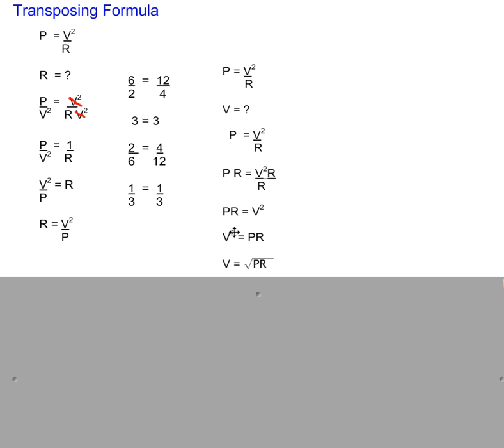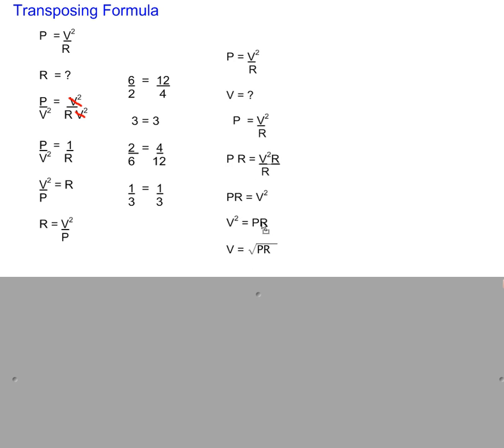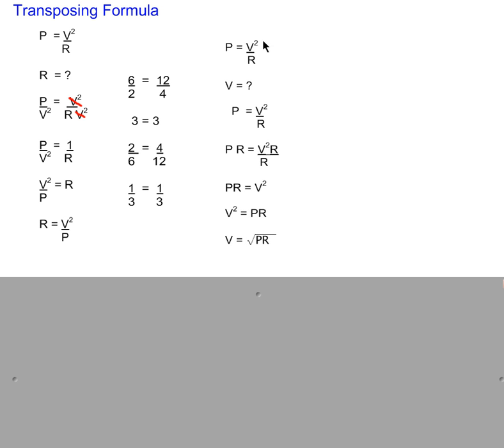And what we can simply do is we know that if we square root both sides, the square root of V squared would be equal to V, and the square root of PR is the square root of PR, as shown there. And so that is how we transpose a formula and get rid of a square or a cube function at the same time.